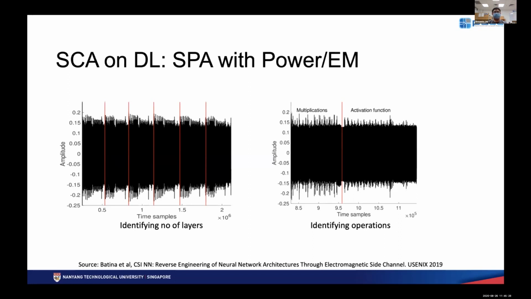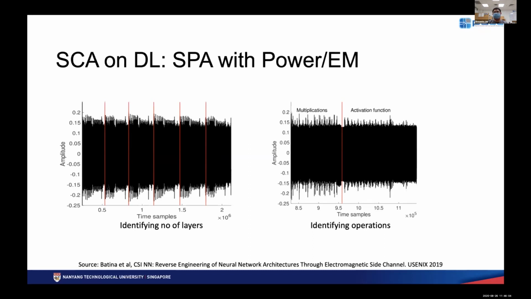This experiment is conducted on an ARM Cortex-M3 microprocessor, which has a quite high SNR, so this pattern can be distinct. For other implementations, some pre-processing technique like averaging might also be involved. And if we zoom in on one of the layers, we can identify the operations themselves. For example, on the right-hand side, where we zoom in on one of the peaks, we can clearly see the multiplications involved, followed by the activation functions.